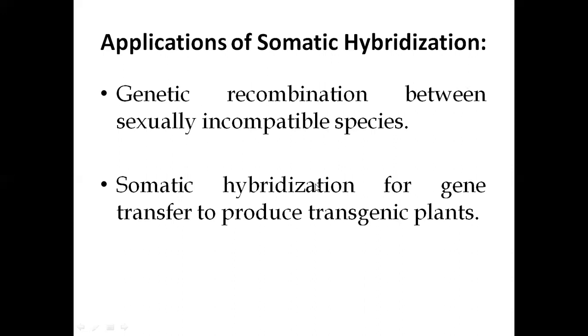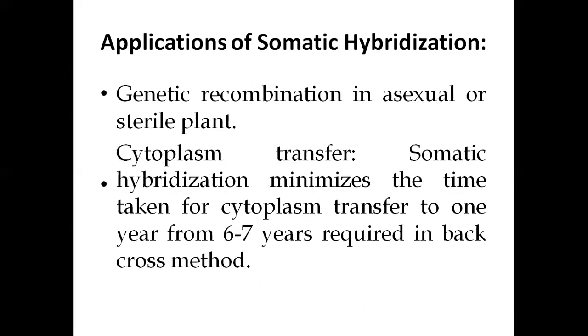Here, this somatic hybridization will be used to transfer the desired gene from one plant to another. So this is also another mean of producing transgenic plants. These somatic hybrids can be produced even between such strains which are completely sterile, for example, monoploids. So genetic recombination in asexual or sterile plant is also possible.